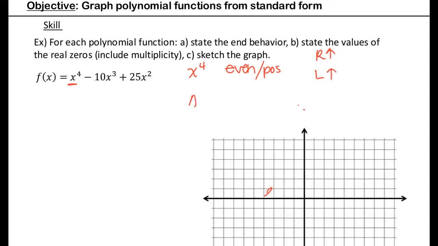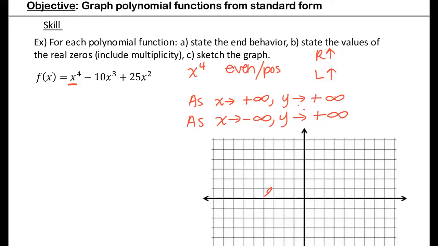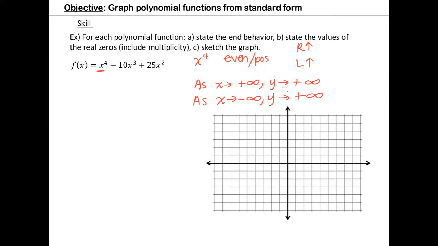So for end behavior, as x approaches the right, which is positive, y goes up to positive. And as x goes to the left, which is negative, y approaches up, which is positive. Okay, so that's my end behavior.